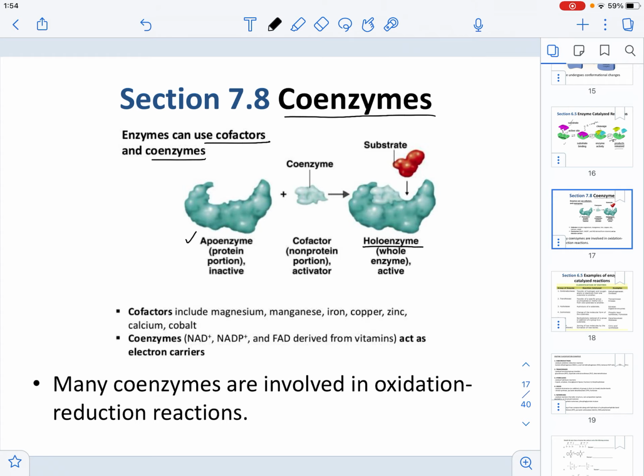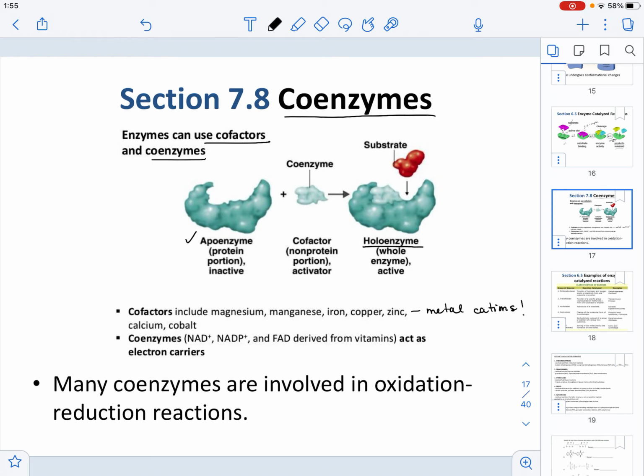Now, one of the things that you can see here is that cofactors tend to be cations. If we look at the list here, magnesium, manganese, iron, copper, zinc, calcium, cobalt, they are going to be metal cations.